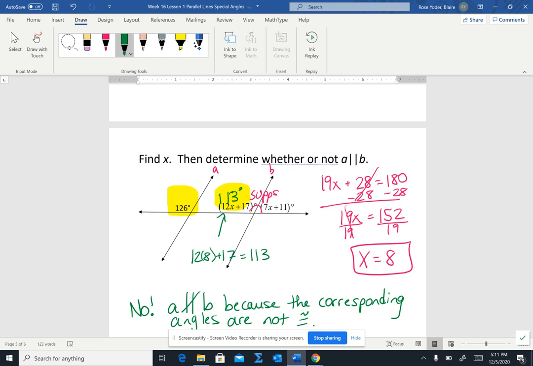So when the lines are parallel, feel free to use those new relationships that we learned about today. If they're not parallel, then you have to use old stuff, and then you'll use the new relationships to check and see whether the lines are parallel or not.